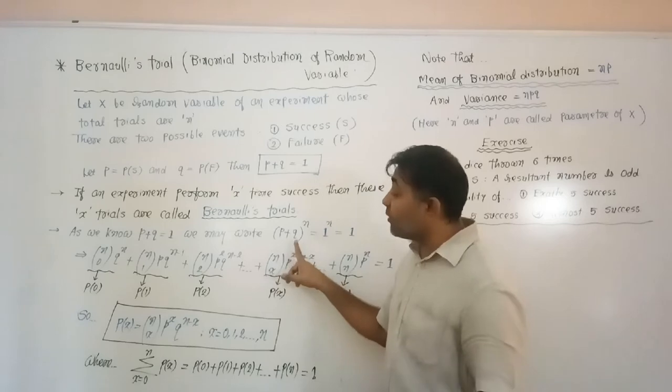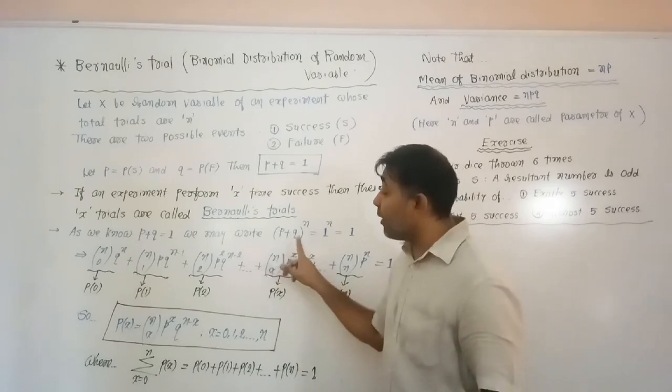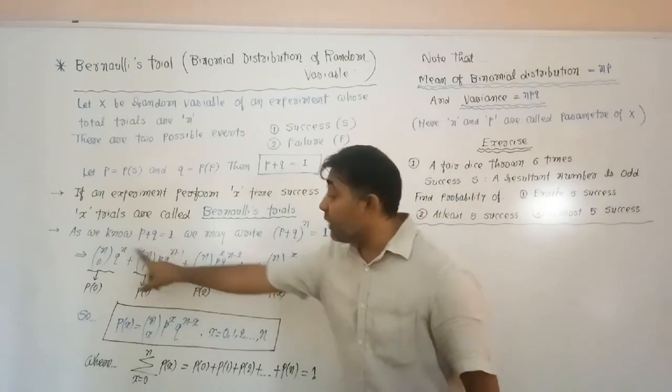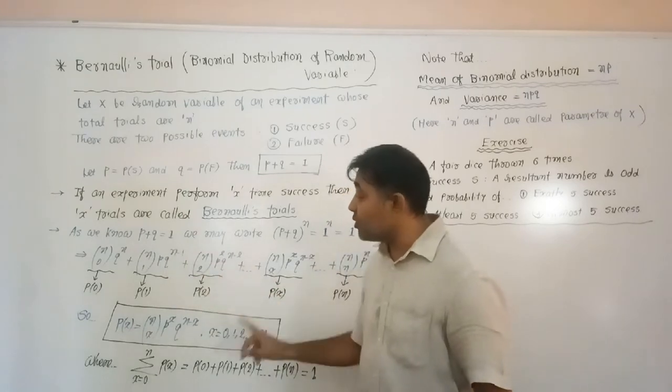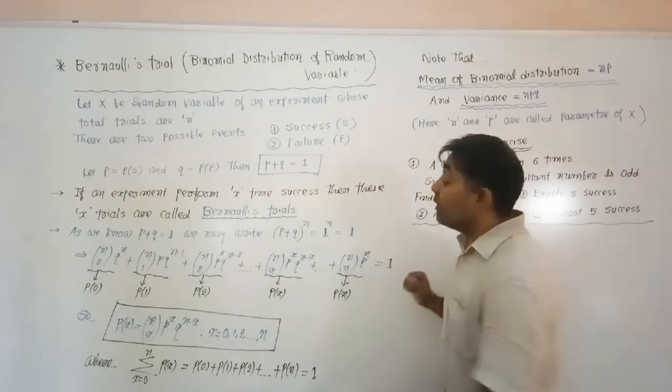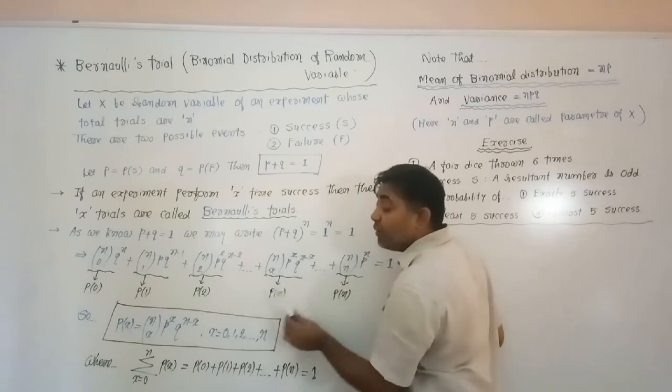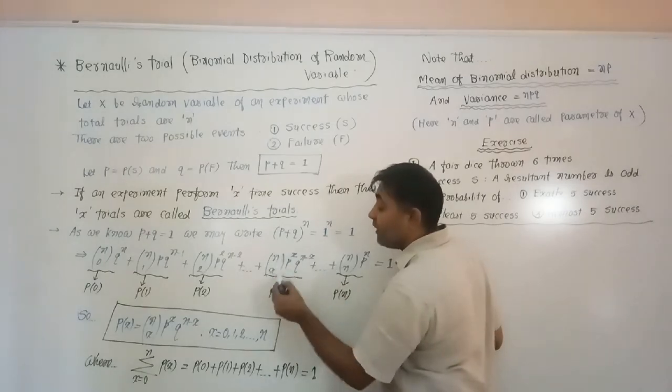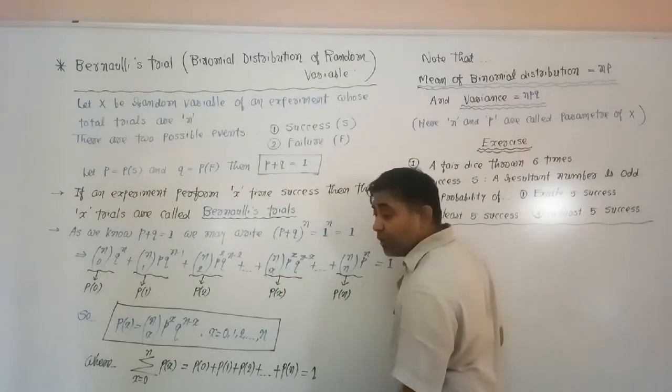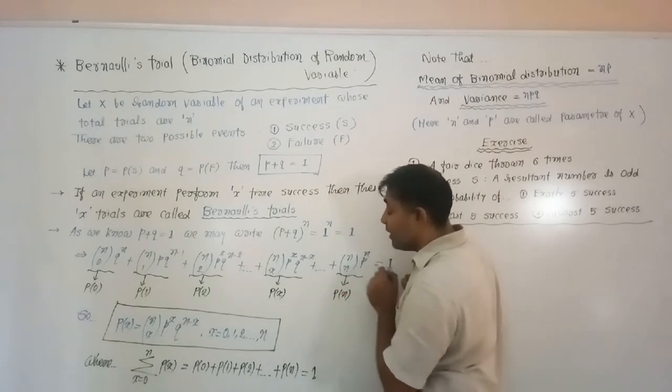The first term is nC0 q raised to n, plus nC1 p into q raised to n minus 1. We know the expansion of the binomial (p plus q) raised to n: nC0 q raised to n into p raised to 0. Here one power decreases, one power increases. So p raised to 1, q raised to n minus 1, p square q raised to n minus 2. As per this, we get the term, which is the (x plus 1)th term in the binomial theorem: nCx, p raised to x and q raised to n minus x. The last one is nCn p raised to n, which is p raised to n.